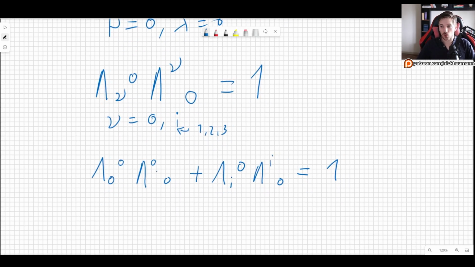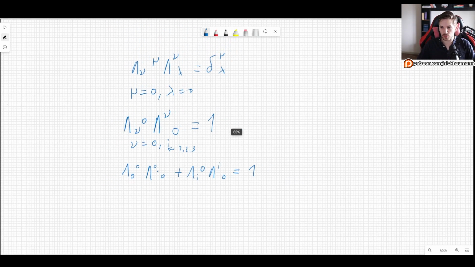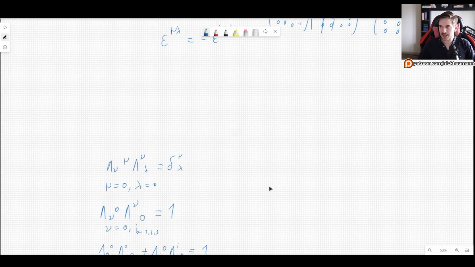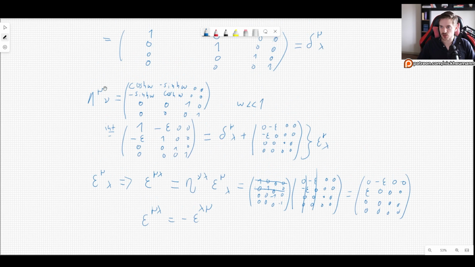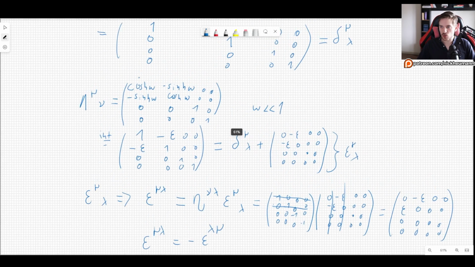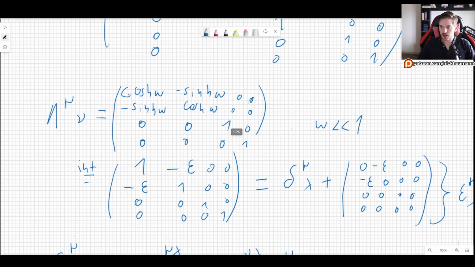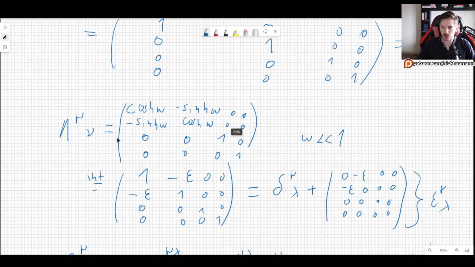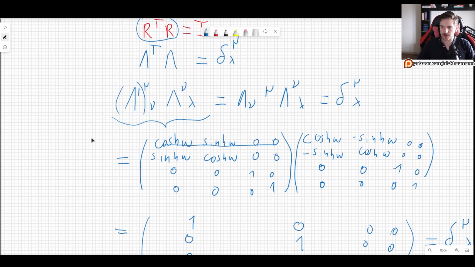What are those? Well, let's go back and take a look at what those matrices were. So lambda mu nu was, this would be this first element, cosh omega, right? And what about its transpose?